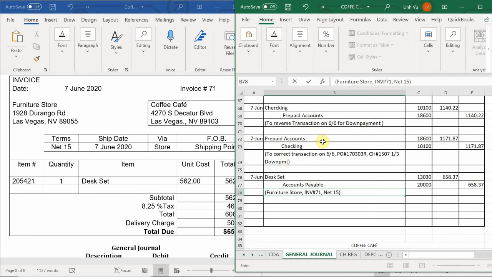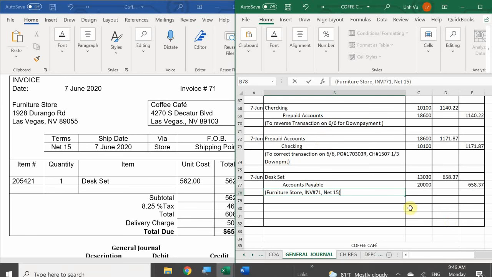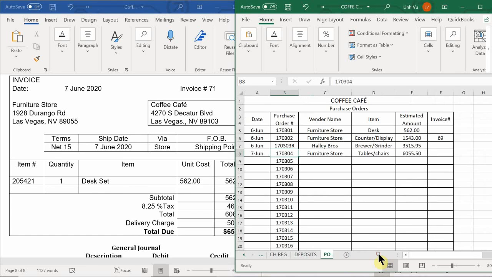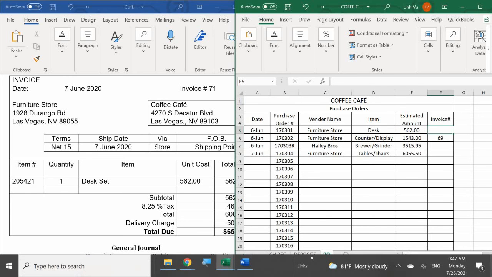Since I am already here, I'm going to go ahead and make sure I check mark that I received my purchase order. Because in this case, my desk finally came in. And this time it was invoice number 71. If it helps you, you can add an extra column here so you can put the date of when you received the item. But once again, you're not the purchasing manager here. You're just making sure that whatever purchase order that you sent out, you received. That's it.